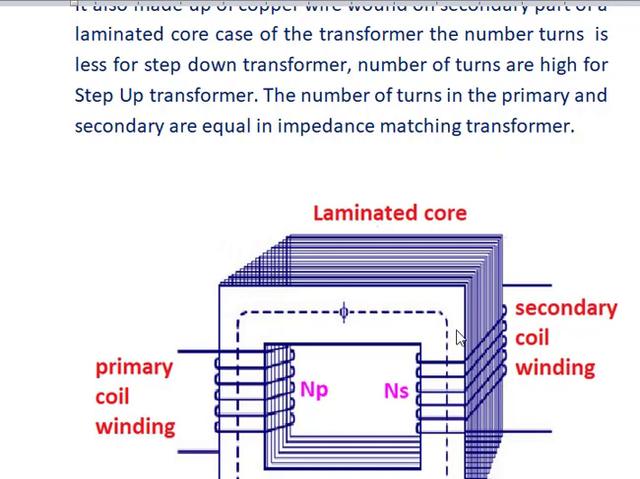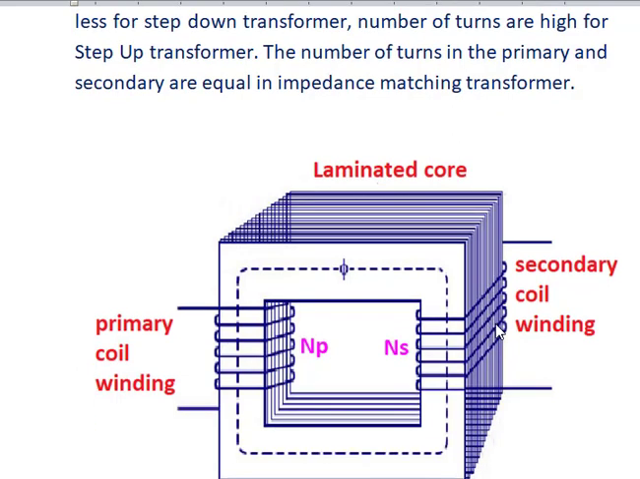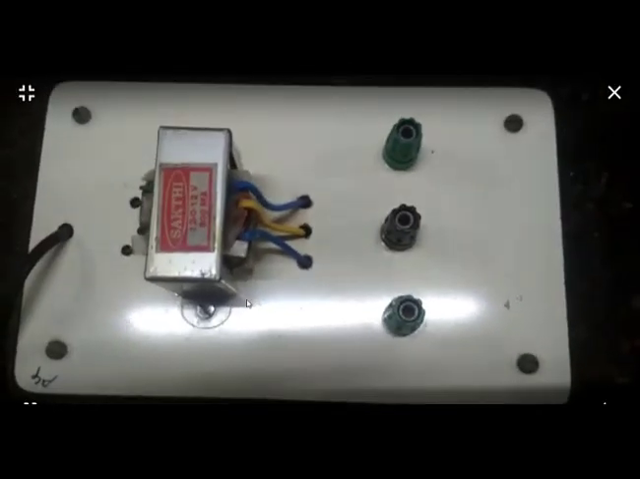Also we have an impedance matching transformer. In this impedance matching transformer, the number of primary coil winding turns is equal to the number of secondary coil winding turns. It is the step down transformer.